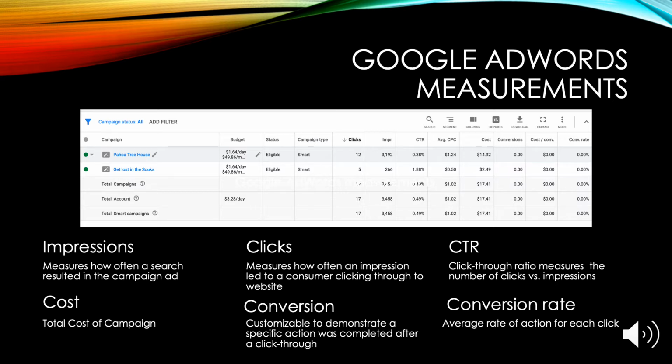Conversion and conversion rate, how often a specific action is done after a consumer clicks on the ad, such as make a booking or purchase a product. AdWords also tracks how often each keyword associated with the campaign results in an impression. The distributed lodging ads had a total of 3,458 impressions over the time period.